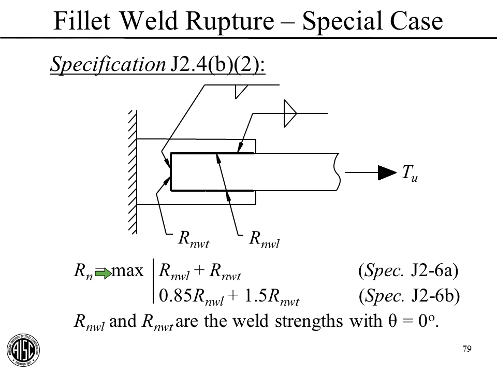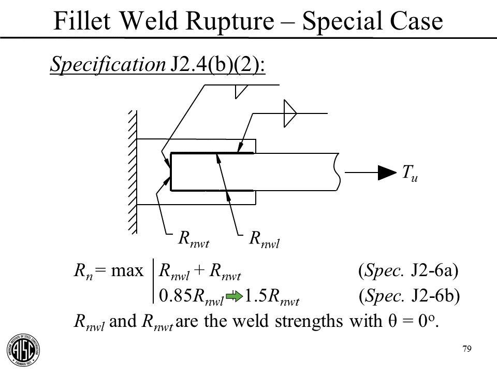It says take the max of these two expressions. First, we can take R sub N WL, the longitudinal ones, just add it to R sub N WT, the transverse. Now, theta is 0 in this calculation for both of these going in here. You see here for theta of 0. Now, theta in reality for this guy is 90 degrees, but we add them together like that. Now, the second thing we can do is set the transverse weld at its maximum strength, or at its actual strength, 1.5 times R sub N WT.